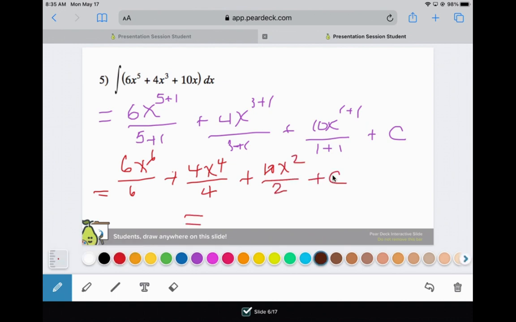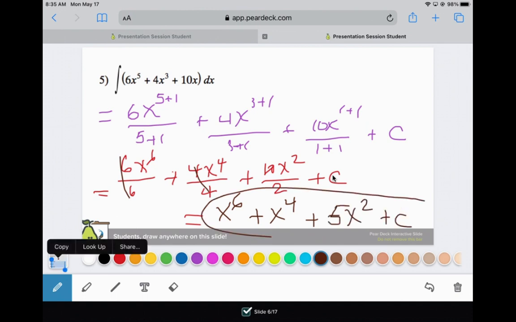Okay, so now I'm going to simplify my function. 6 divided by 6 cancels out. x to the 6, the 4 cancels out. 10 divided by 2 gives me 5x squared plus c. So the antiderivative of this function is x to the 6 plus x to the 4th power plus 5x squared plus c.